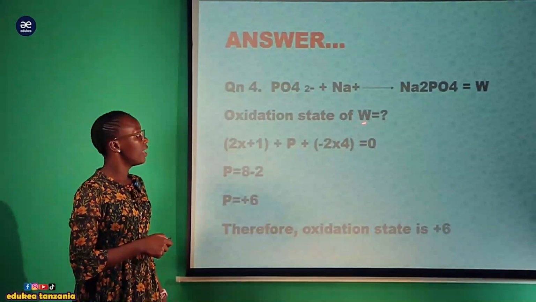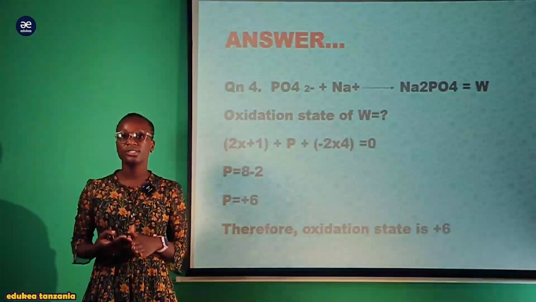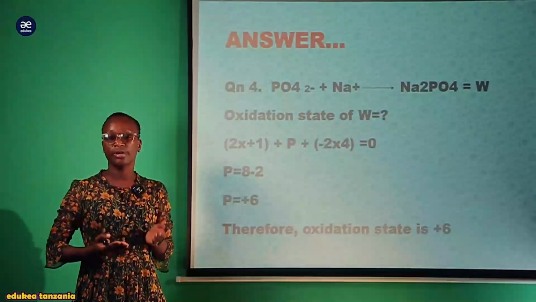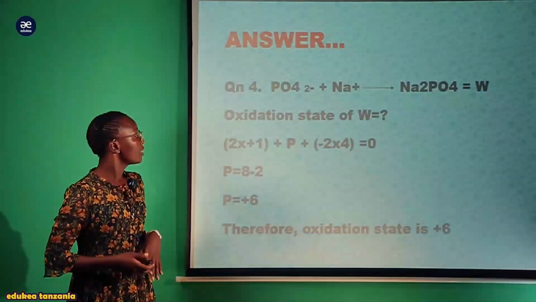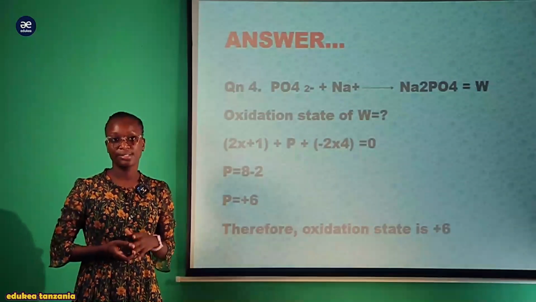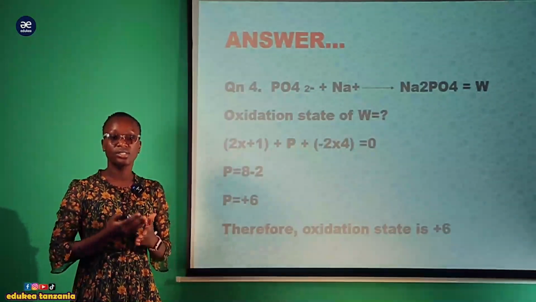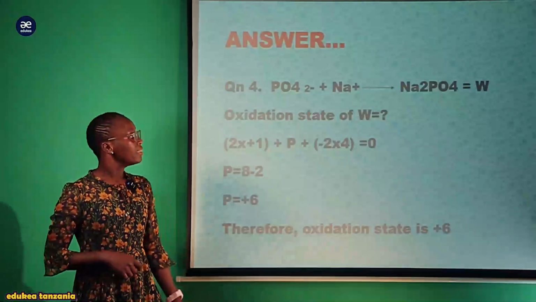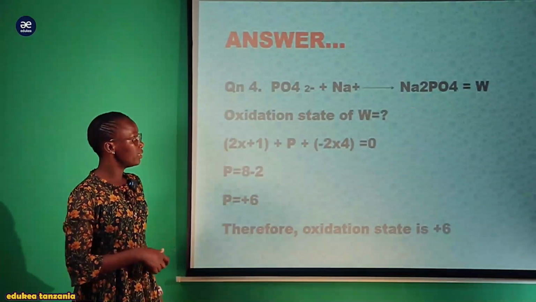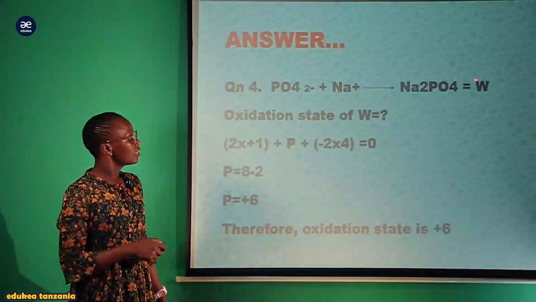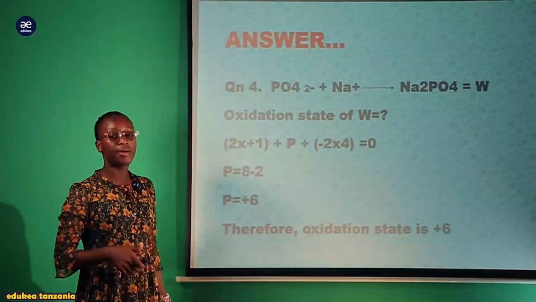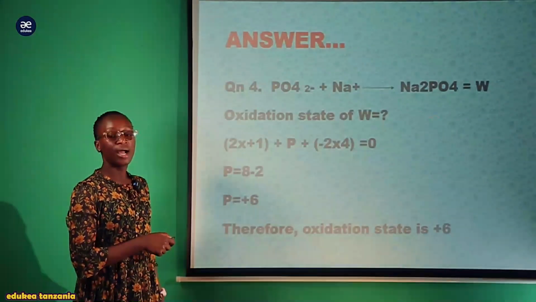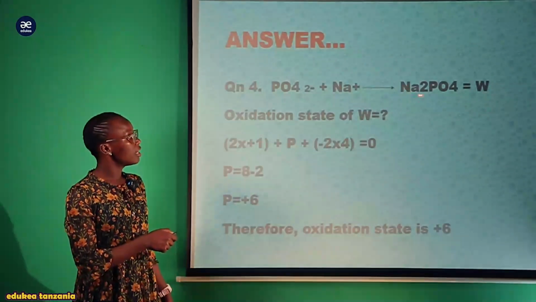Hapo kwenye oxidation state tunatafuta ile number of electrons ambayo inaweza ikawa loosely or gained wakati wa chemical reaction. Now inabidi tutafute the oxidation state of phosphorus. Swali limekuguide. Find the oxidation state of phosphorus kutoka kwenye compound ambayo ni sodium phosphate. Mean that tunatakiwa tutafute oxidation state ya P. Therefore, the oxidation state of sodium phosphate au compound W ni sawasawa na 0. Therefore, tunaanza kuchukua the valence or the number of electron of each element here.